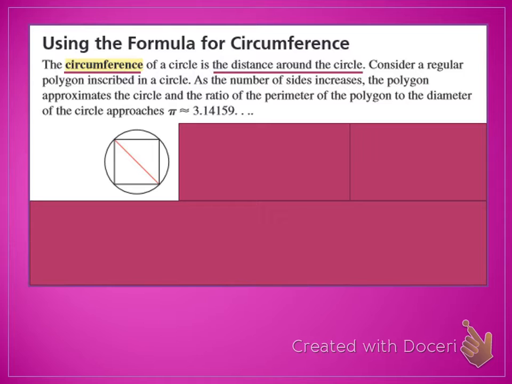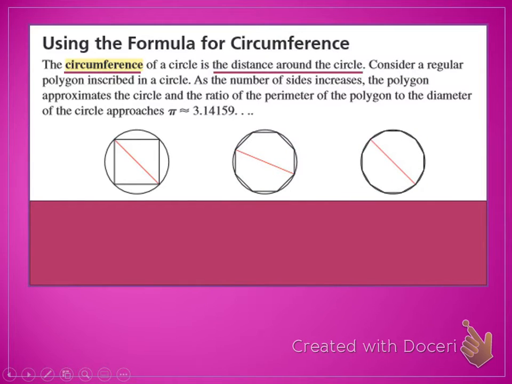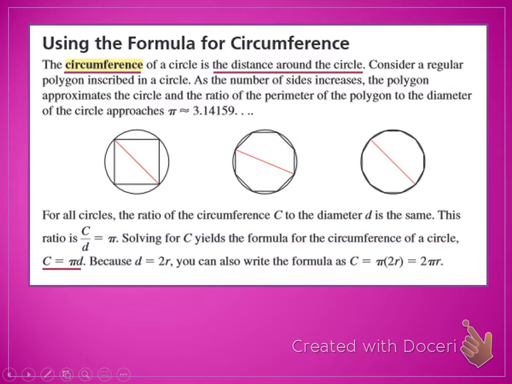Here's what one man did. He started with a circle, and he inscribed a quadrilateral, a square. He noticed the square does not look like a circle. But the more sides you add, the more it looks like a circle. So he took the perimeter and a diameter, and he figured out about pi.